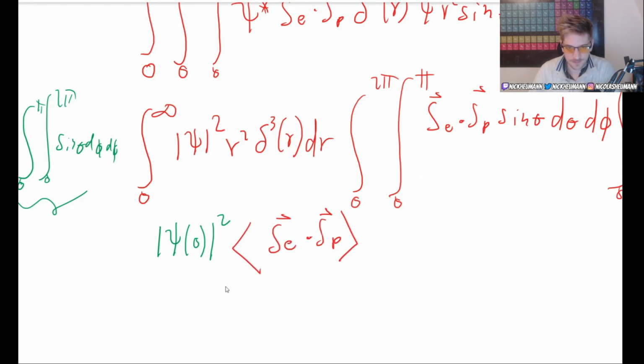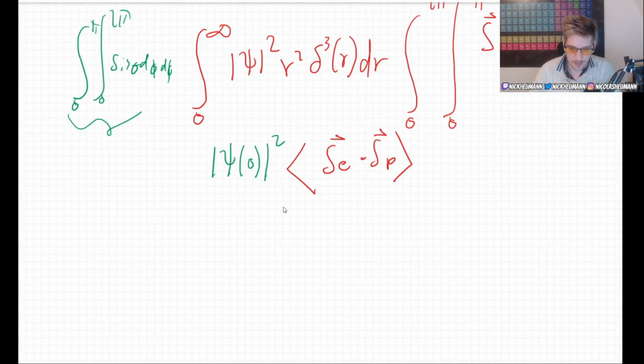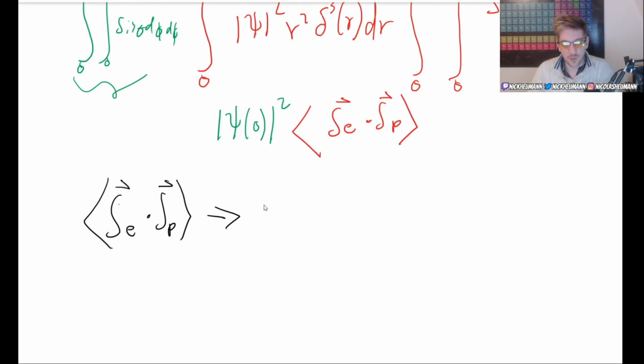Now, what do we do with this? We now need to find this expectation value of S_E dot S_P. We have done things similar to this in the past, and the way to go about it is to say, all right, let's consider the vector S, which is going to be the sum of S_E and S_P.